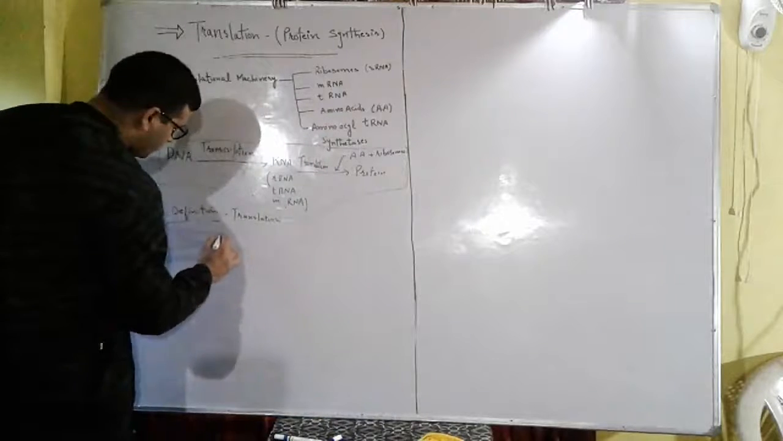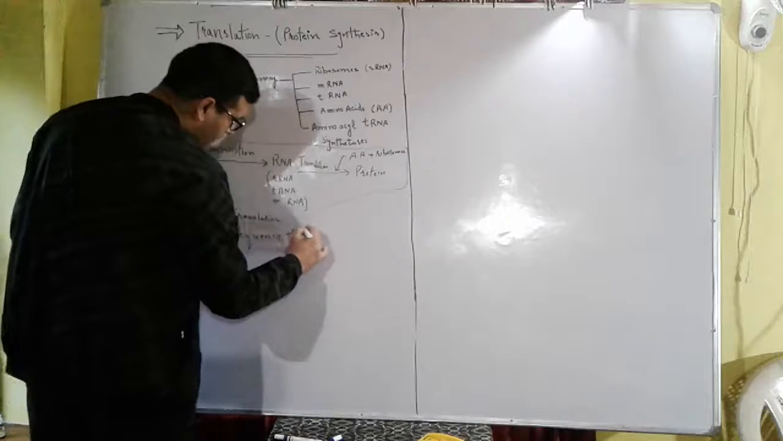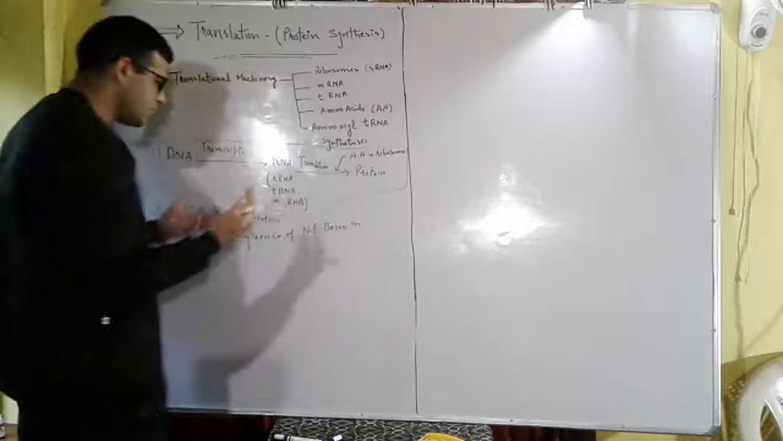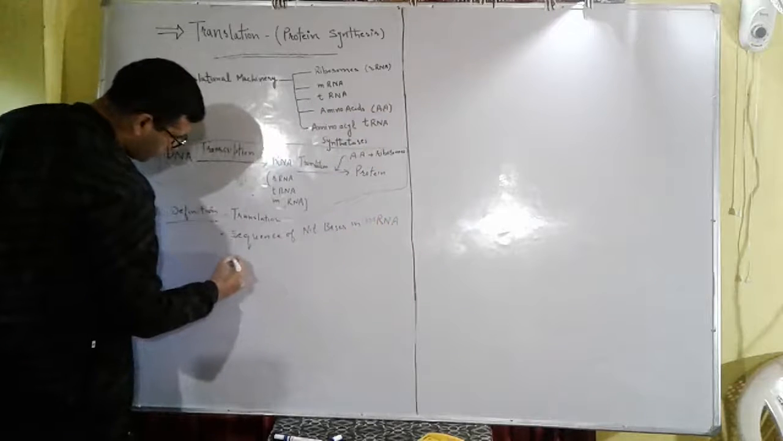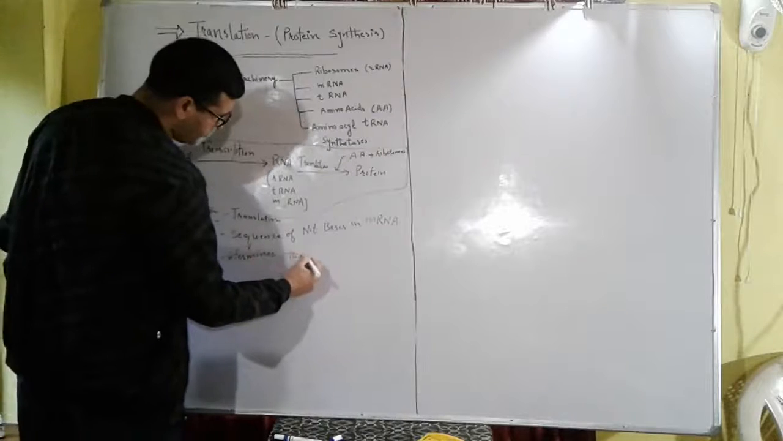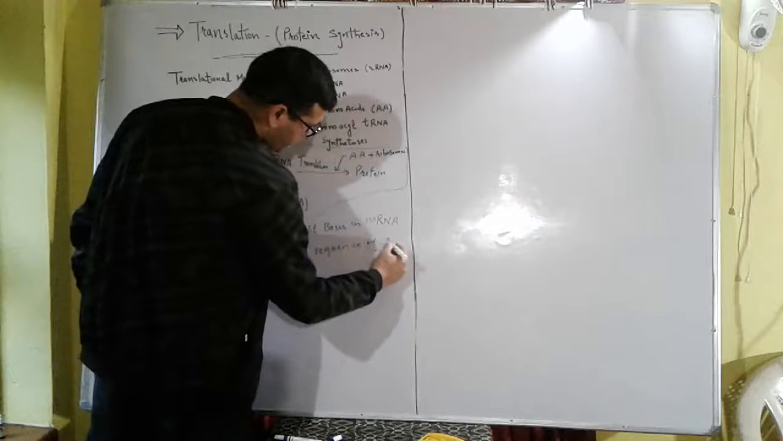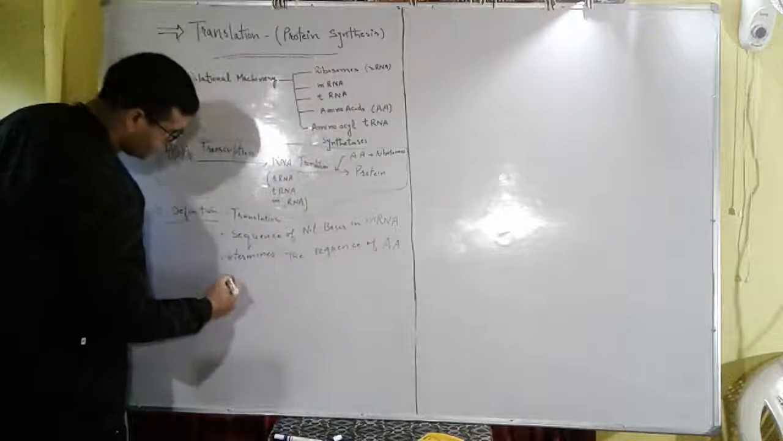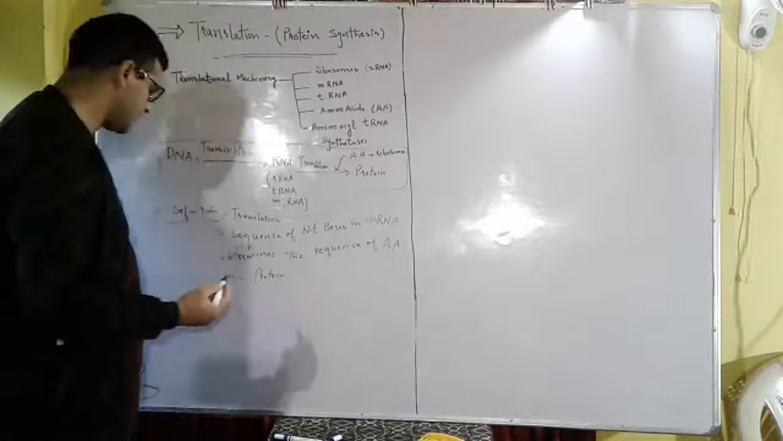So it is the sequence of nitrogenous bases in mRNA that determines the sequence of amino acids in a protein. This AA represents amino acids in a protein. I will explain it like this.